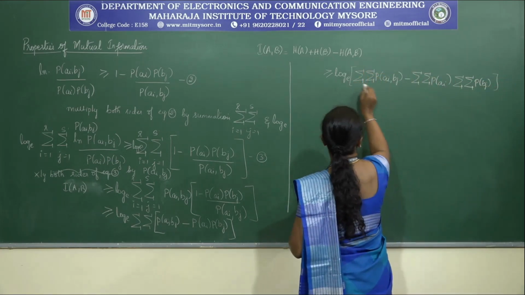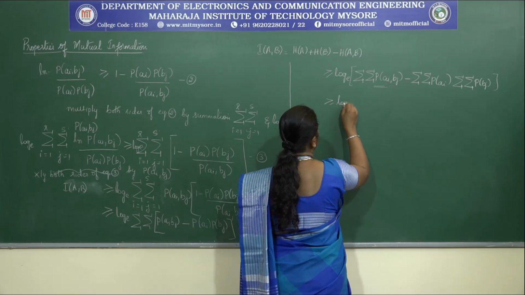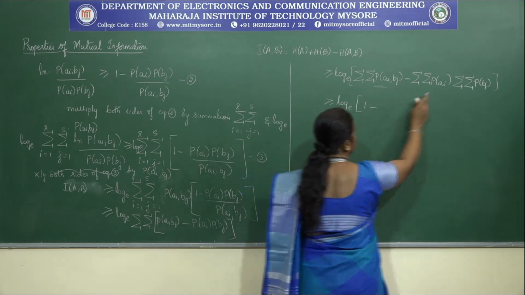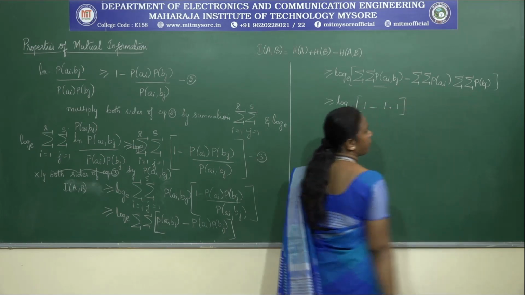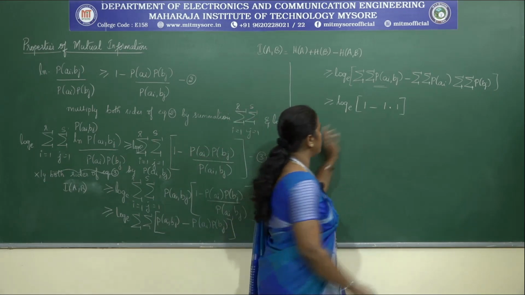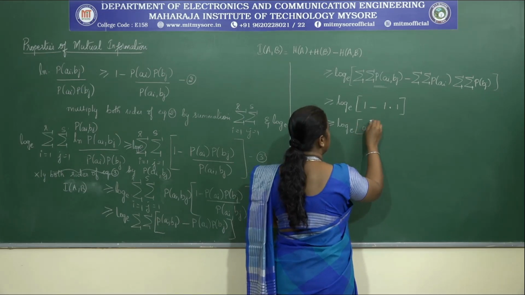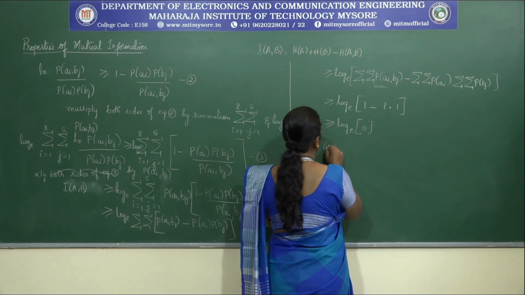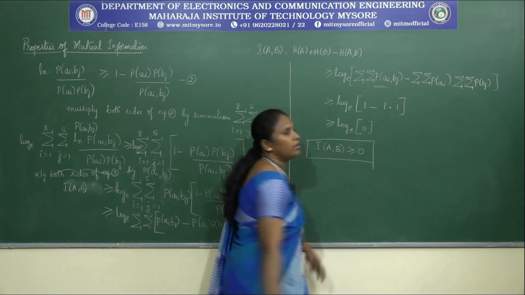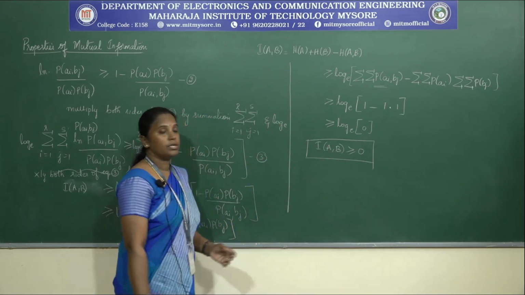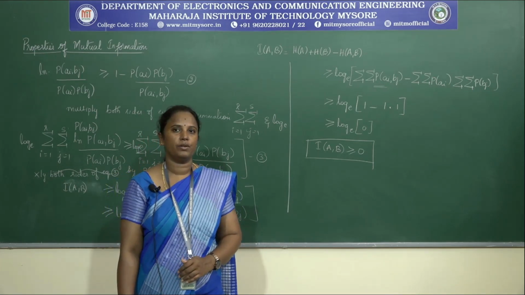Okay. Now we know that for the joint probabilities, the sum is equal to 1. So this is 1 minus, and this also is 1, into the summation over all your output symbols, so that is also equal to 1. So this is greater than or equal to log e of 1 minus 1, which is 0. So this is greater than or equal to 0. This is what we need to prove. That means mutual information is always non-negative. So these are the properties we have with respect to mutual information.